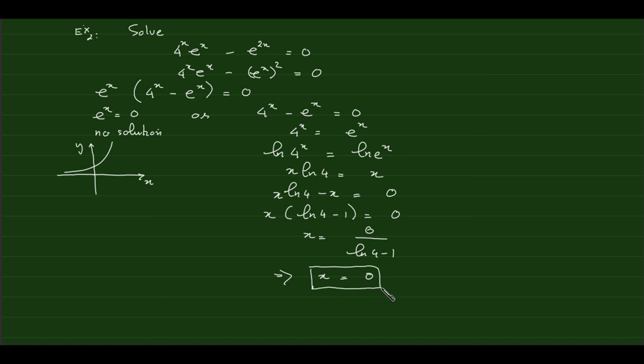There you go. And you can check it. Use x equal to 0: 4 to the 0 gives you 1, e to the 0 gives you 1, and 1 minus 1 is 0. Alright, so the final answer is this. So for factoring, you can find the GCF, or you recognize the quadratic equation form. Okay.